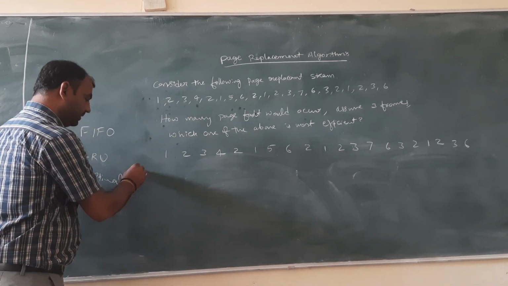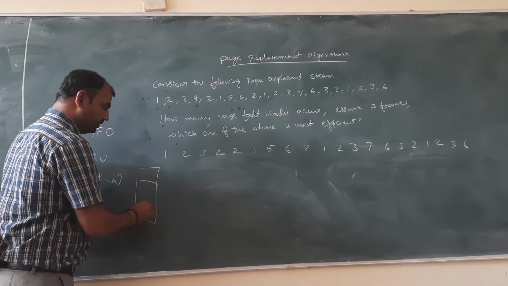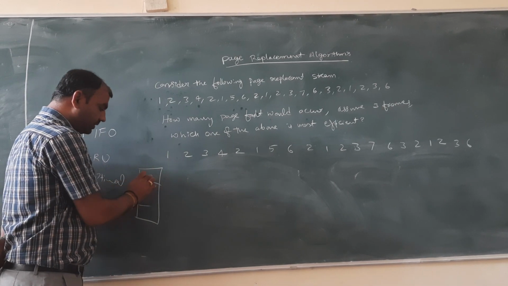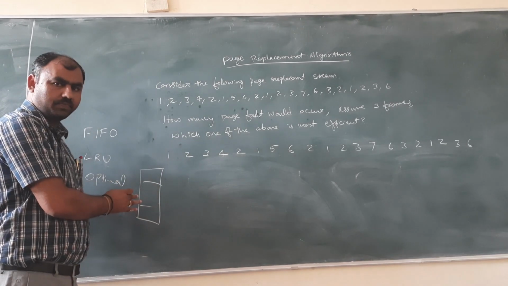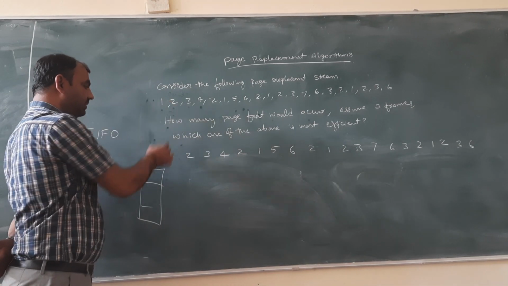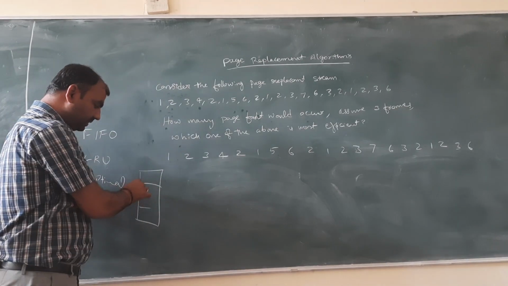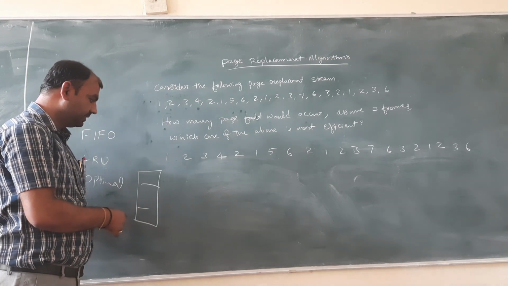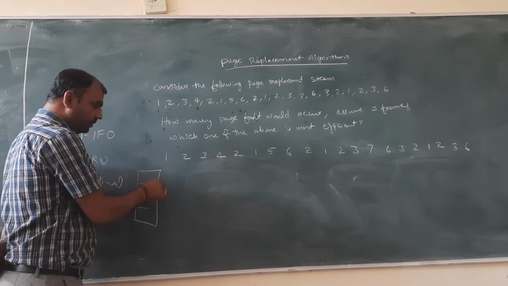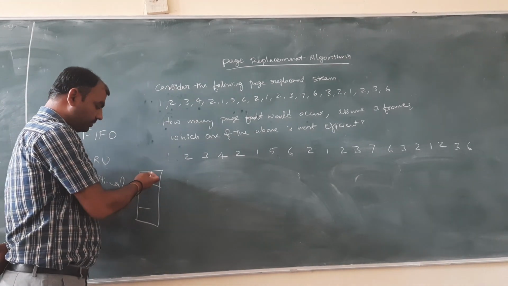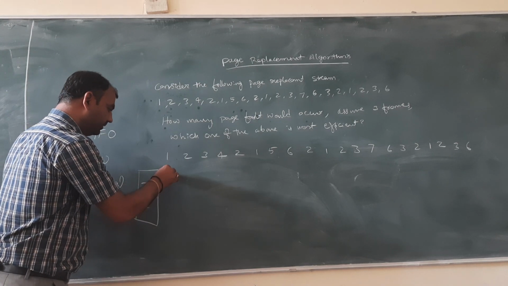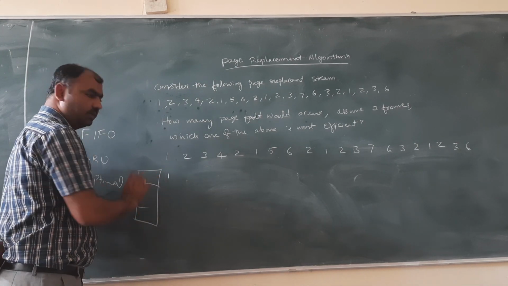So now, very first thing. This is what 3 frames is. Very first thing, there is nothing in the frame. The CPU is asking that frame 1 is required, and that is not there in this list. Initially it is empty, right? And we will load that one in the RAM. So frame 1 is loaded here.